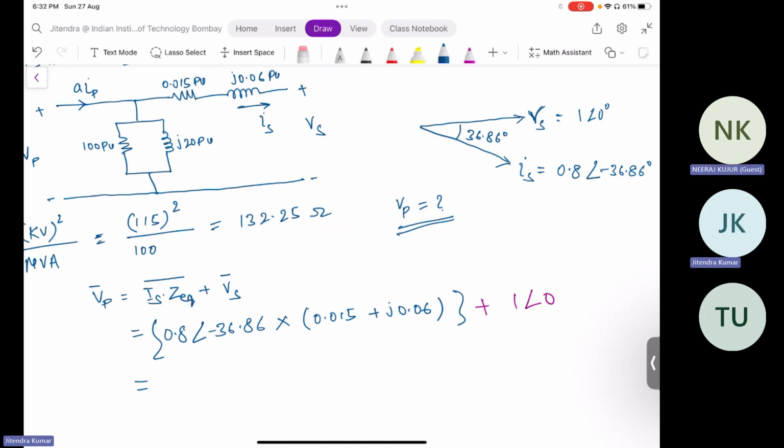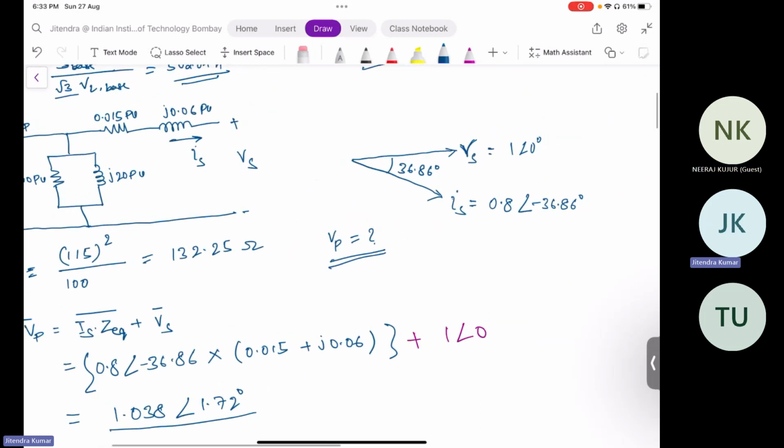Sir, it is 1.038 at angle 1.72. So if this is the answer and if everyone is getting the same, I will consider it as the answer and I will proceed. Okay.